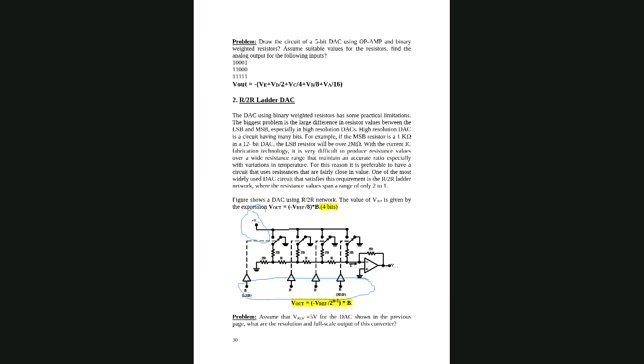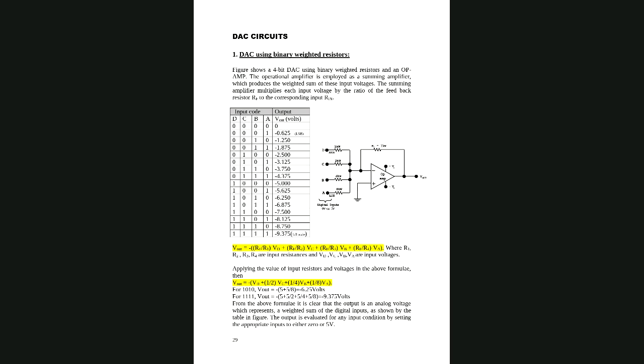Variation means, look here in the 4-bit. What is the first resistor? R1 is 1 kilo, right? And R4 is 8 kilo, right? So 1 to 8 kilo. Assume it is 5-bit, then it will be from 1 kilo to 16 kilo. And if it is 6-bit, then 1 kilo to 32 kilo, and so on.